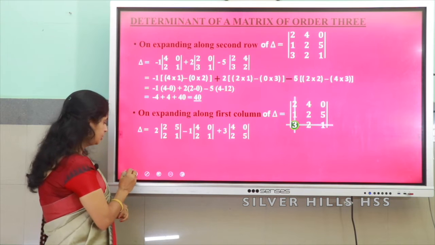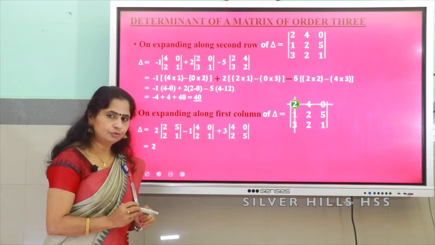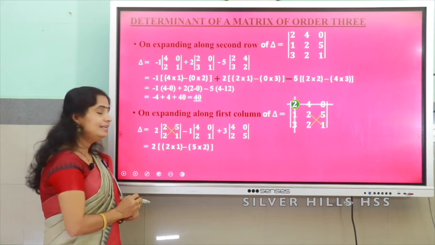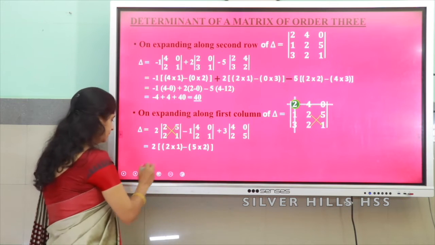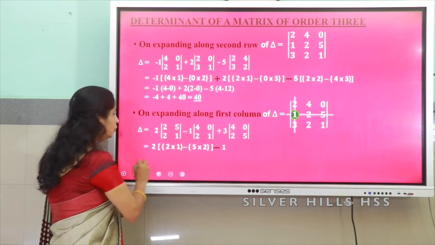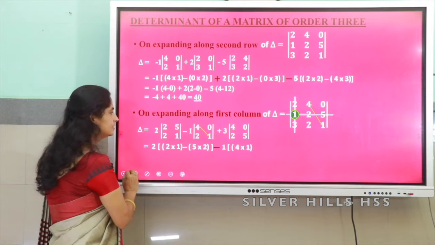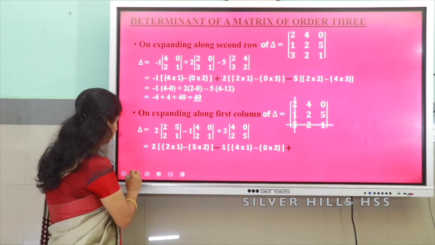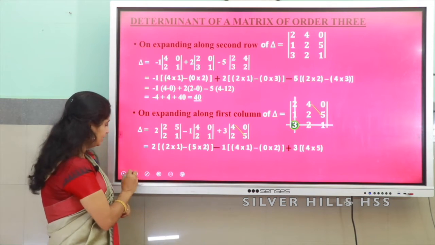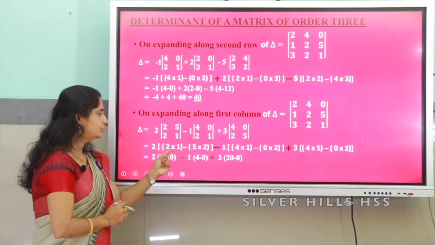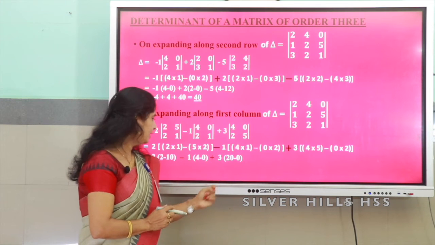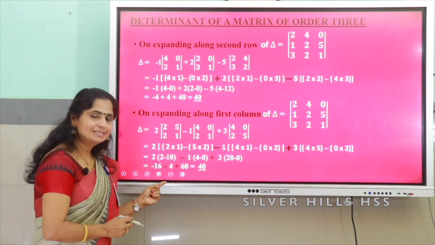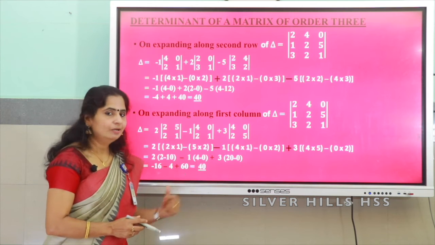Therefore, on simplification, what do we get? The first element 2 into, how do we evaluate the determinant of order 2? 2 into its diagonal, 2 into 1, minus 2 into 5. Next, minus 1 into 4 into 1, minus 0 into 2. The next set, plus 3 into, what do we have? 4 into 5, minus 0 into 2. On simplifying, 2 into 2 minus 10, minus 1 into 4 minus 0, plus 3 into 20 minus 0. Simplifying, we get minus 16, minus 4 plus 60, that gives us 40.